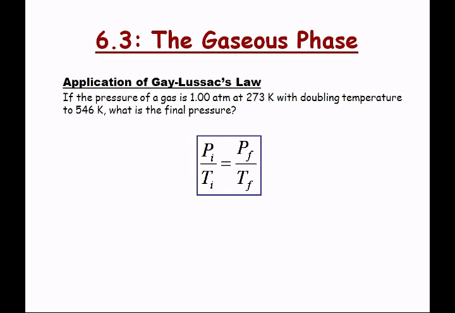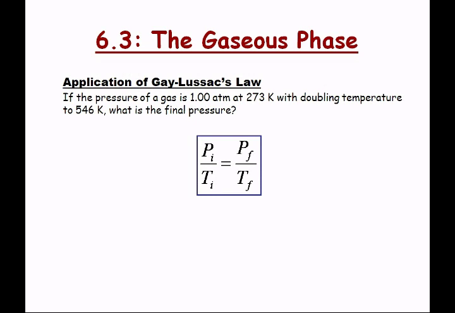So if you look, it says the pressure of a gas is 1 atm at 273 Kelvin. So 1 atm must be the initial pressure, and it says that it's at 273 Kelvin, so that must be the initial temperature. Remember, if this temperature was in degrees Celsius, you would have to convert it to Kelvin, okay? If you use these temperature measurements as degrees Celsius, you'll get the incorrect answer, okay?